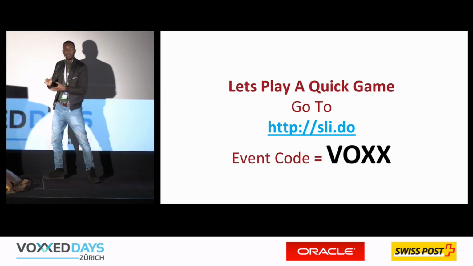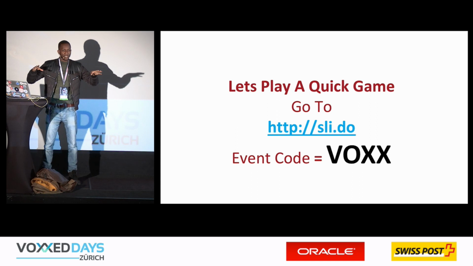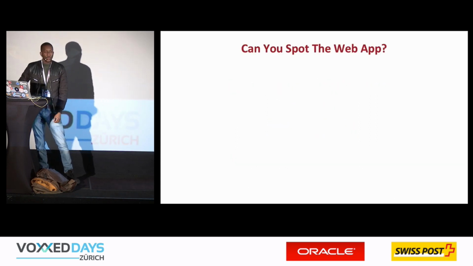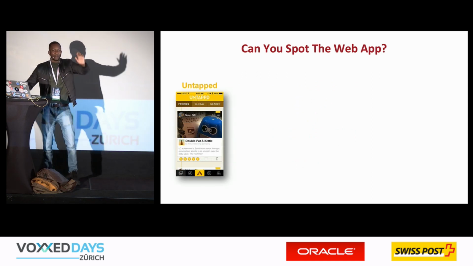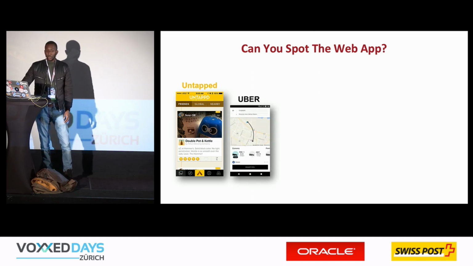So, can everybody see that? Everybody access? You should see a question, right? Good? Okay, so this is the game. Can you spot the web application here? The first one here is on tap beer. Any beer drinkers in the house? Yeah, we can see all the alcoholics now. Uber.